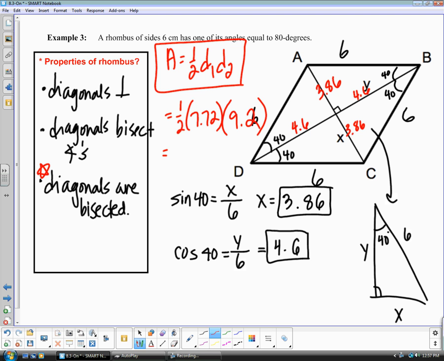Calculate the area by taking 1/2 times those two diagonal lengths. You should have gotten somewhere around 35.5 centimeters squared.